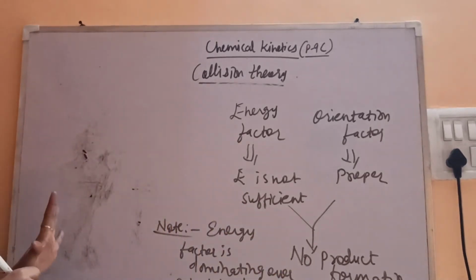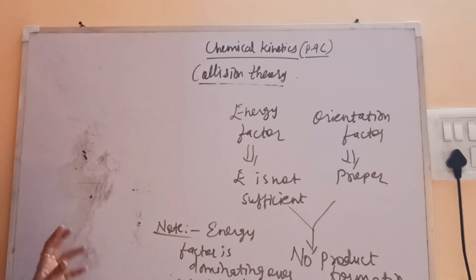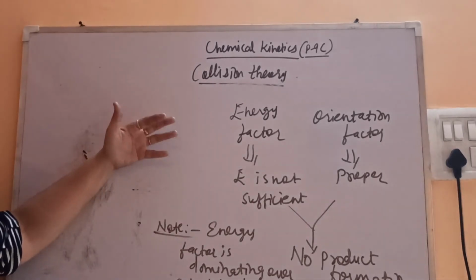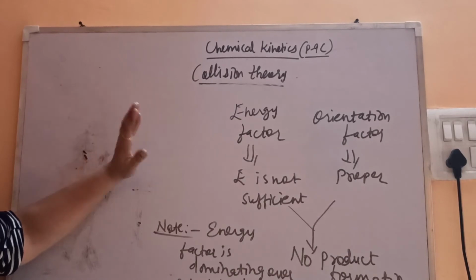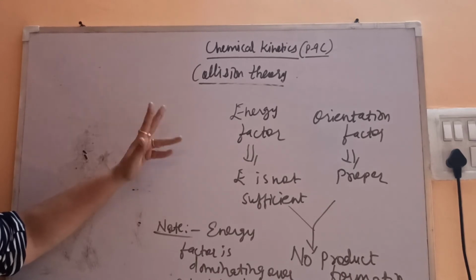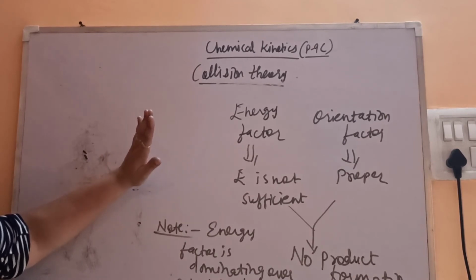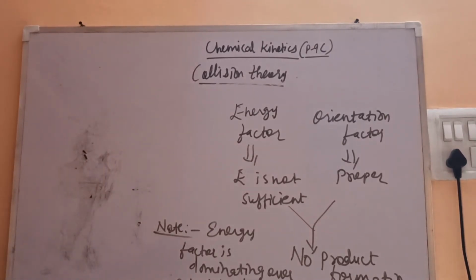So this is about the collision theory, that collision must be effective and the molecules should possess a minimum amount of energy so that the activated complex gets formed and it will lead to the formation of the particular product. If energy is not sufficient but proper orientation is there, then also no product will get formed. If energy is there but orientation is not proper, then also product will not form. If both are proper, then only the product will form. If both fulfill the criteria, then only the reaction will take place.